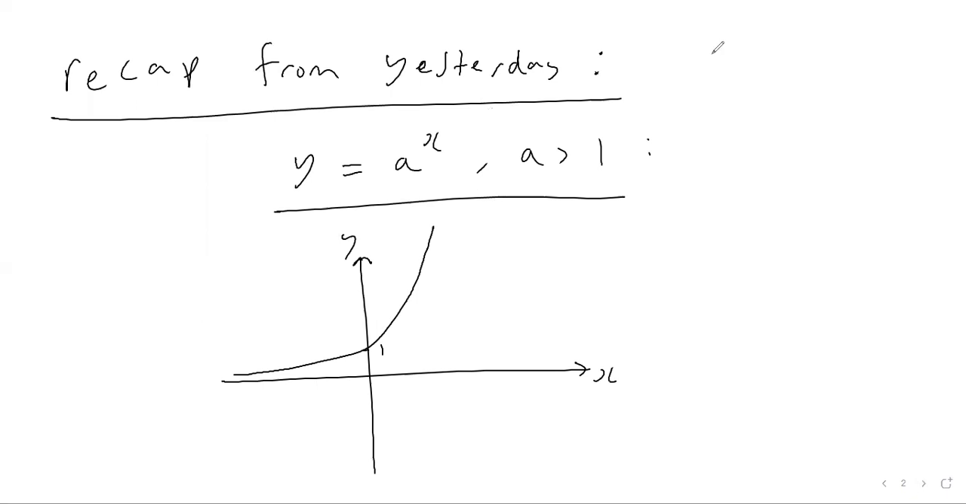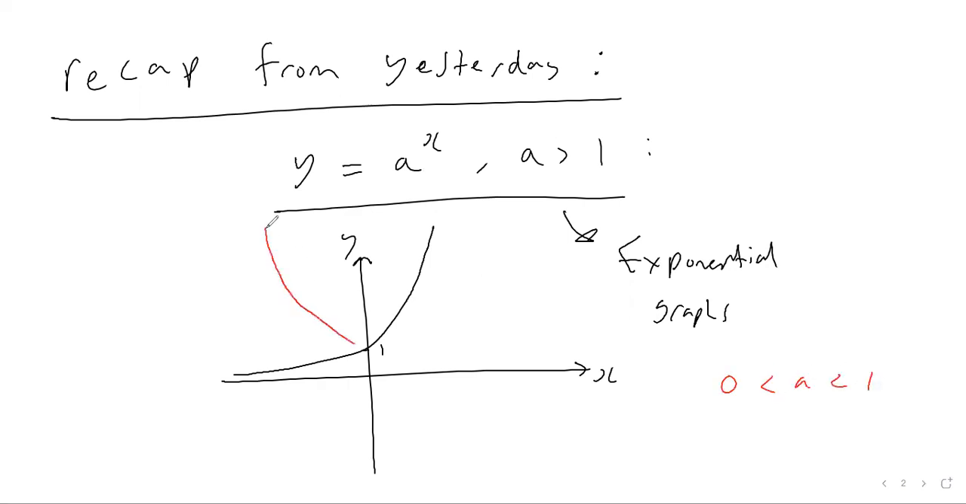The video that I did yesterday was on sketching the graph y equals a to the power of x. Remember that if a is bigger than 1, then the graph looks something like this exponential graph here. We call these exponential functions or exponential graphs, because they're exponentially growing. And remember, if a was between 0 and 1, you got an exponentially decaying curve like this. So you've got an exponential decay when a was a number between 0 and 1.